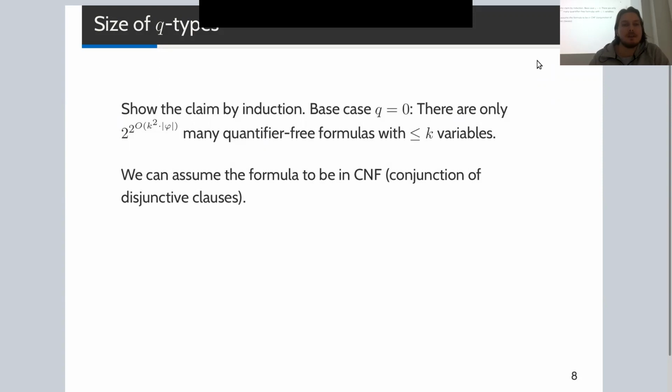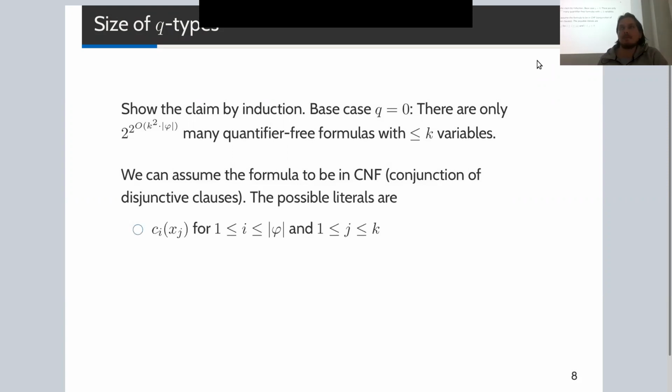So we can interpret our formulas as formulas in CNF form. So we can always rearrange them such that they're a conjunction of disjunctive clauses. So something like A or B, that's one clause, and C or D, where A, B, C, D are literals. And first, let's bound the number of literals in such a CNF formula.